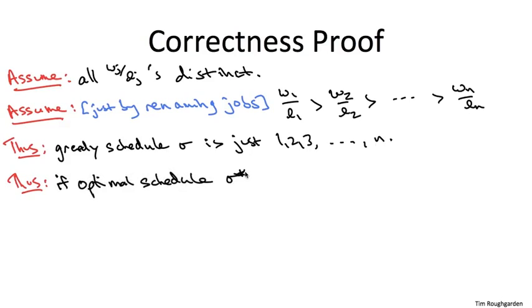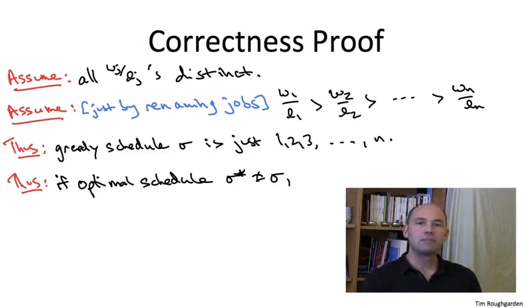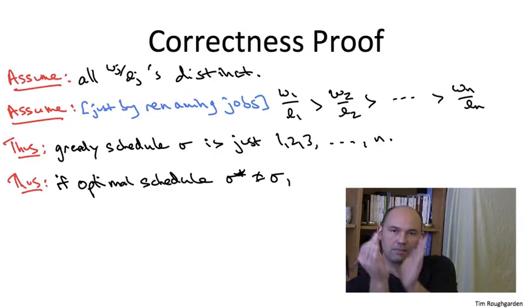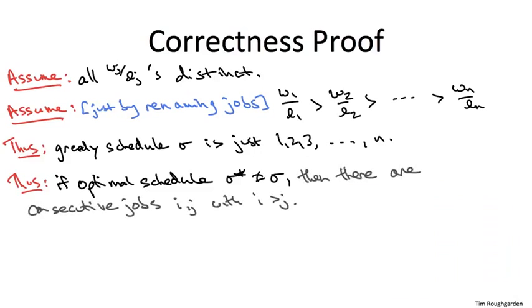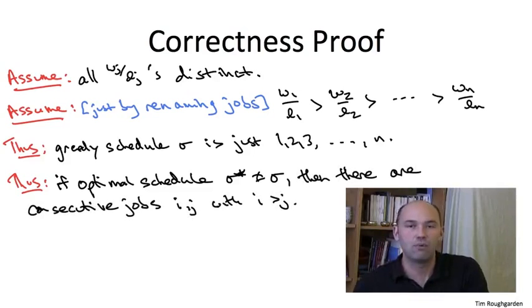So given that the greedy schedule is just the jobs in order, 1, 2, 3, all the way up to n, and given our assumption that the greedy solution is not optimal, and instead there's some other distinct optimal schedule, sigma star, I claim that sigma star must contain consecutive jobs. That is, somewhere in the schedule sigma star, I can isolate a pair of jobs, one executed after the other, such that the earlier of those two consecutive jobs has a larger index. I'm going to call these jobs i and j, with i being earlier.